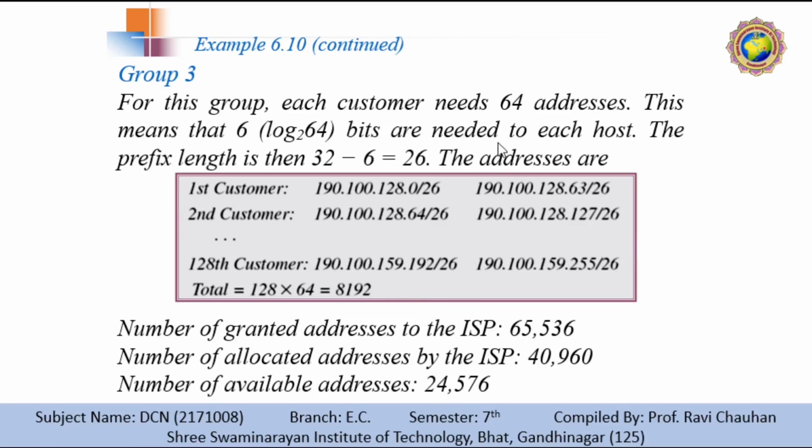What will be the third group? For this group, each customer needs 64 addresses. This means that log2 of 64, which is 6 bits, are needed for each host. So 32 minus 6 is 26. So the total number will be 128 times 64, which is 8,192. The number of granted addresses for the ISP is 65,536. The number of addresses allocated by the ISP, the addition of these three, will be 40,960, and the number of available addresses, subtracting this, is 24,576.